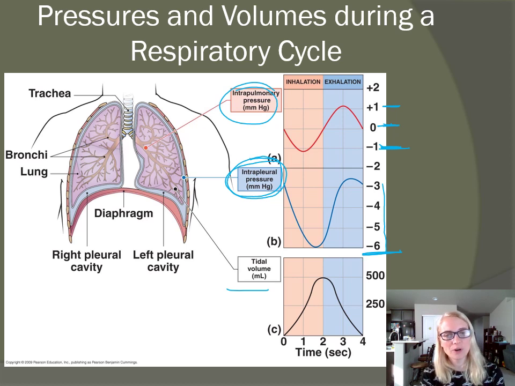So it averages around 500 mils. So 500 milliliters, or half a liter, is what we call our tidal volume. So inhale, exhale, inhale, exhale. If I were to measure that, like with a little measuring tool to capture all my air every time you move air in and move air out of a normal quiet breath, this is what we call tidal volume.